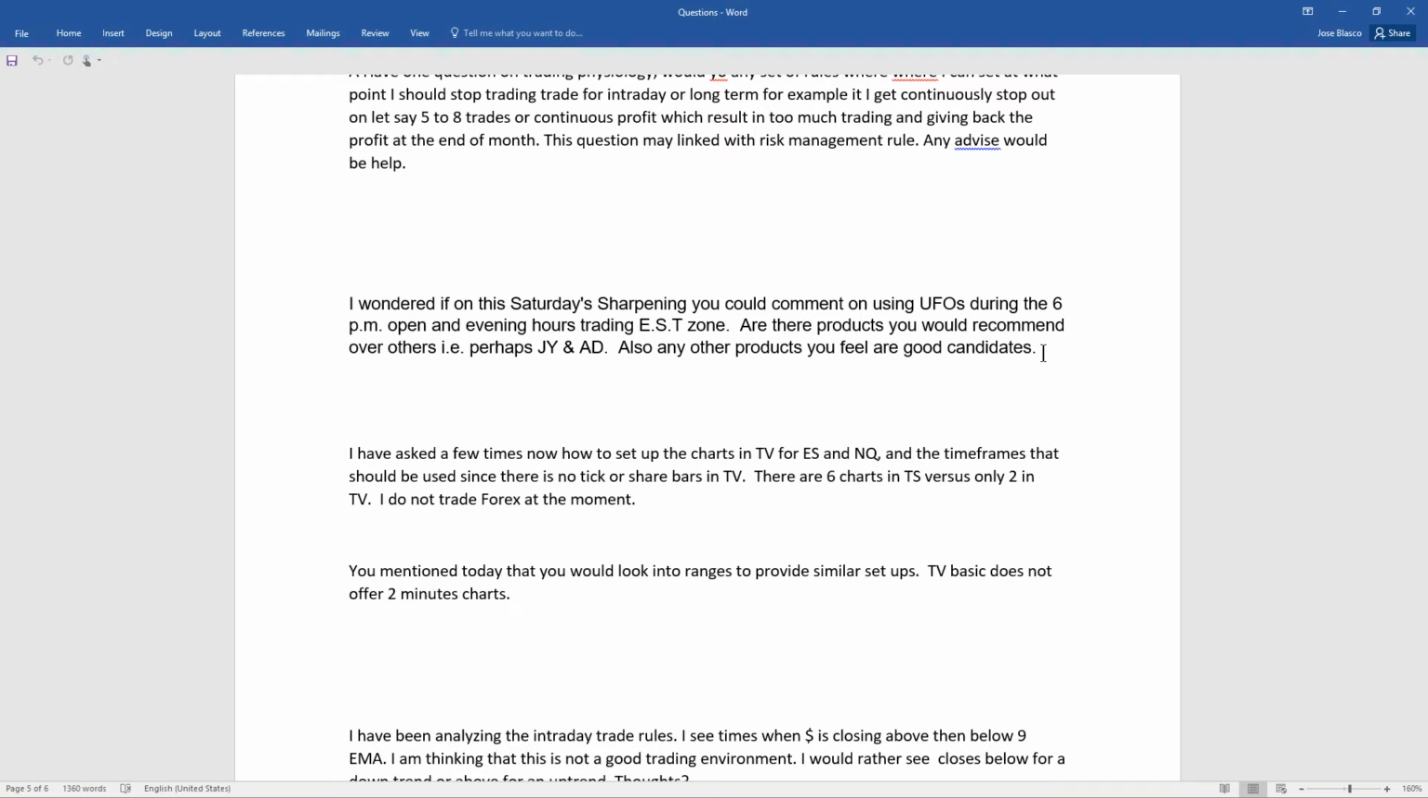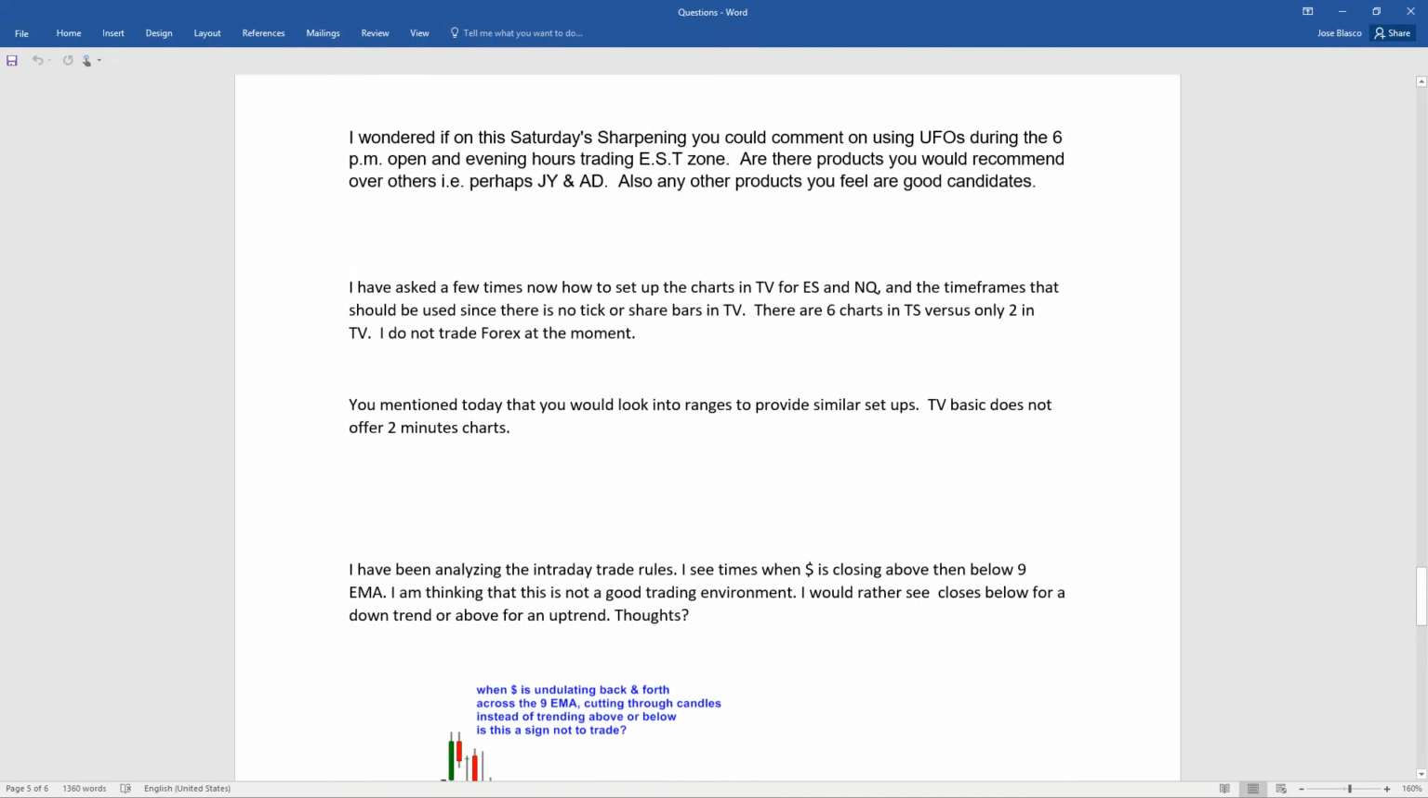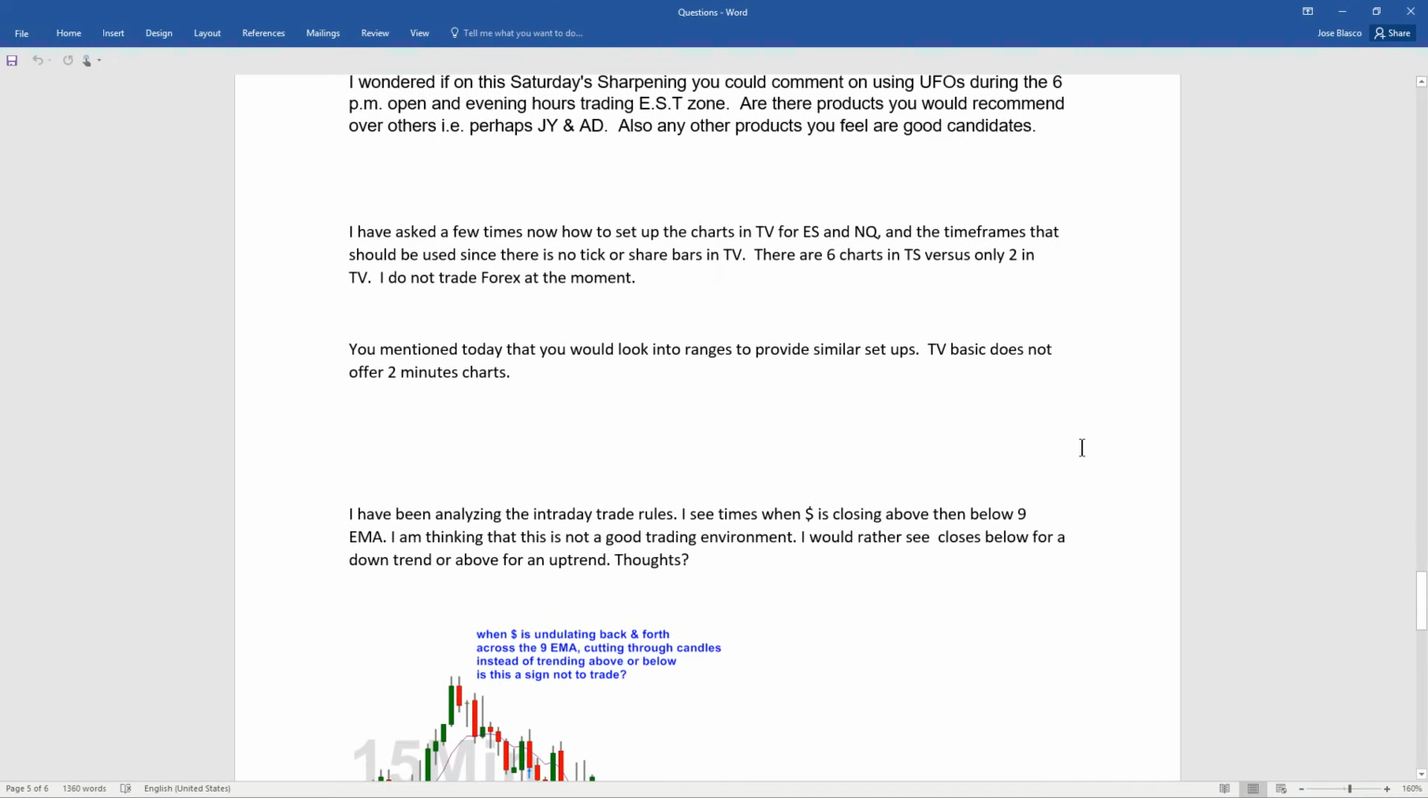That's all. I have asked a few times now how to set up the charts in TradingView for ES and NQ and the timeframes that should be used, since there is no tick or share bars in TradingView. There are 6 charts in TradeStation versus only 2 in TradingView. I do not trade Forex at the moment.